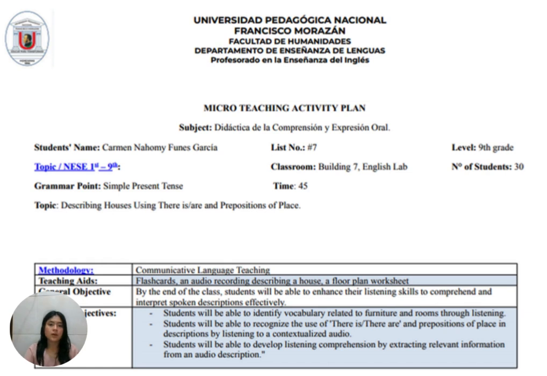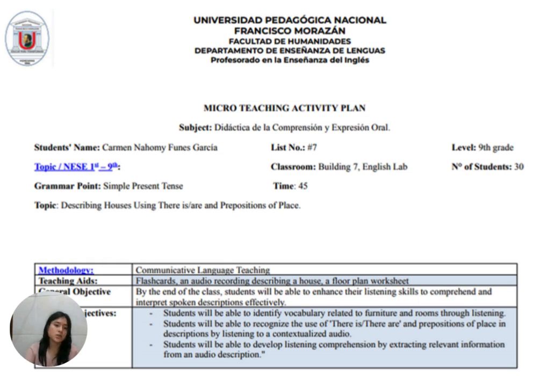This lesson plan is designed for ninth grade students and aims to improve their listening skills while engaging in meaningful language practice. The grammar point is simple present and the topic is describing houses using there is and there are, and also prepositions of place. This lesson plan follows the communicative language teaching approach because we want students not only to understand the language but also to use it actively in real life contexts.